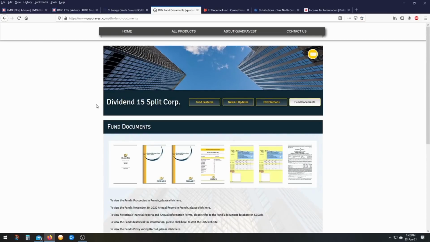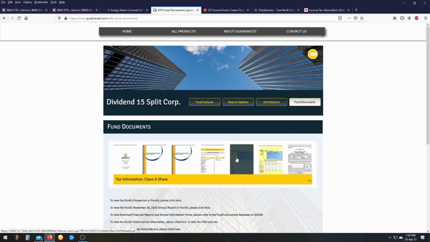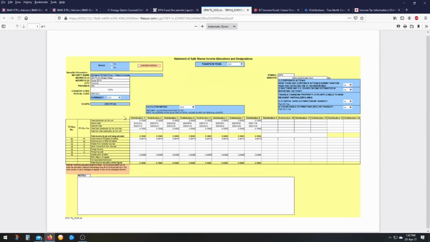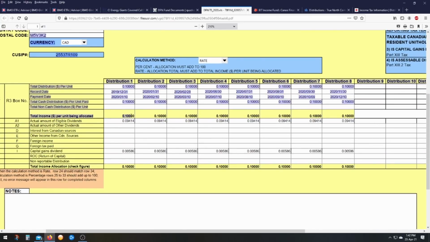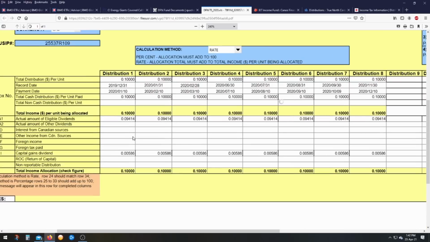Let's go to a split fund, Dividend 15, one of my favorite split funds of all time. If you go to fund documents, you will find it right here, tax information for the Class A share. You open up this document, and they haven't populated the whole thing for each single dividend in 2020, but they've done it for the first 8. So as you can see, the breakdown is right here. So it's very easy, right? Because this one is 10 cents a month. So out of the 10 cents, the biggest portion, or 9 cents, it will be classified as eligible dividends, and the rest is capital gains. So no return of capital for this one this year.